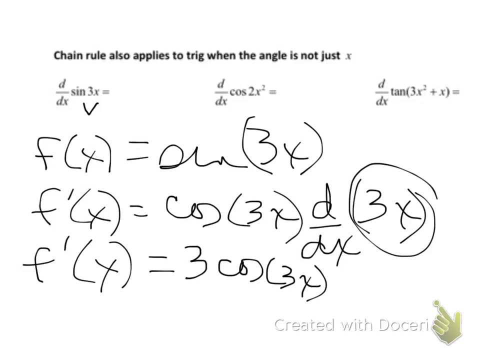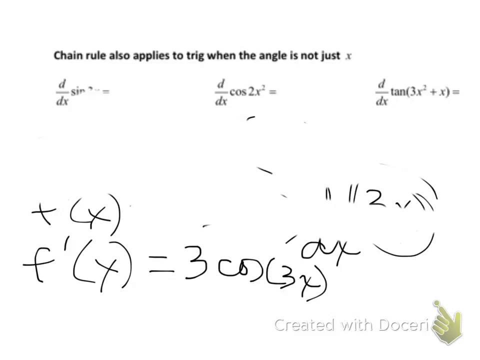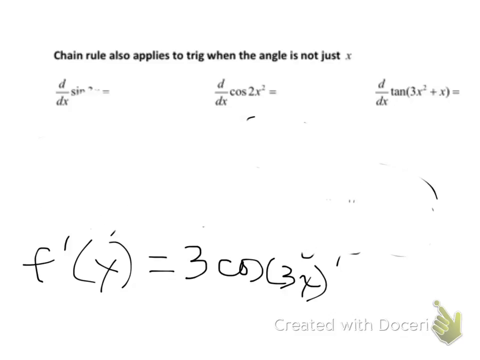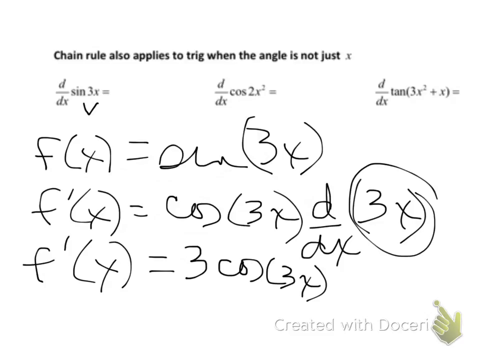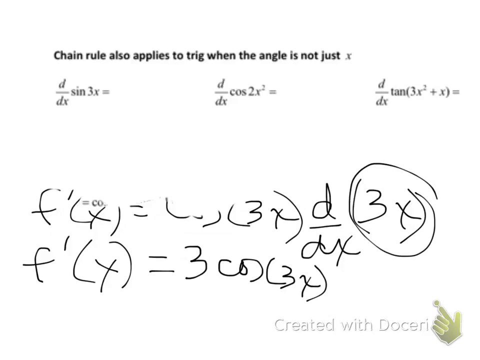Alright, let's do the next one. So I'm going to erase this one, and we'll do the next one. What we'll do is I'll just put the answer up there. So it was 3 cosine 3x, and the 3x is the angle.